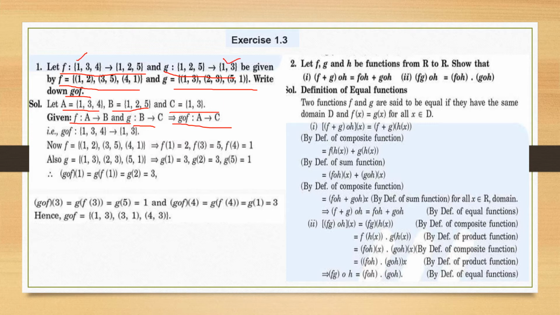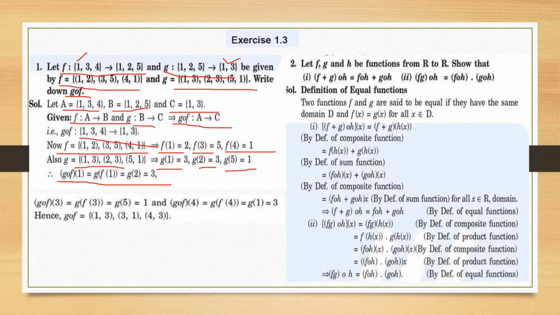Okay, so g∘f will be, A is your {1,3,4} and C is {1,3}. It means we'll put elements from {1,3,4} and you'll get elements like 1 and 3. So f of 1 is 2, f of 3 is 5, and f of 4 is 1. Similarly, g of 1 is 3, g of 2 is 3, g of 5 is 1.